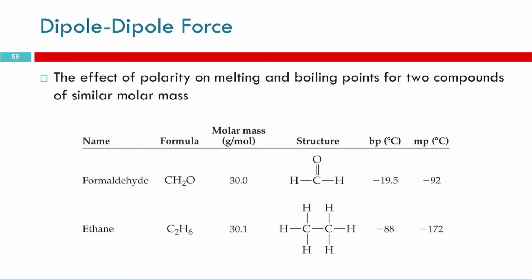The effect of polarity on melting and boiling points for 2 compounds of similar masses are shown here below. And we have formaldehyde and ethane. Right? So same molar mass almost. But the boiling point of formaldehyde is negative 19.5, whereas for ethane it's negative 88. So it's almost, or just over, 68 degrees Celsius different.